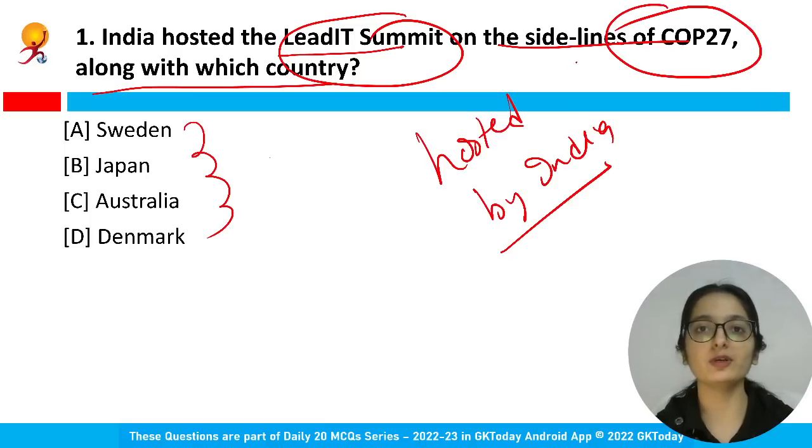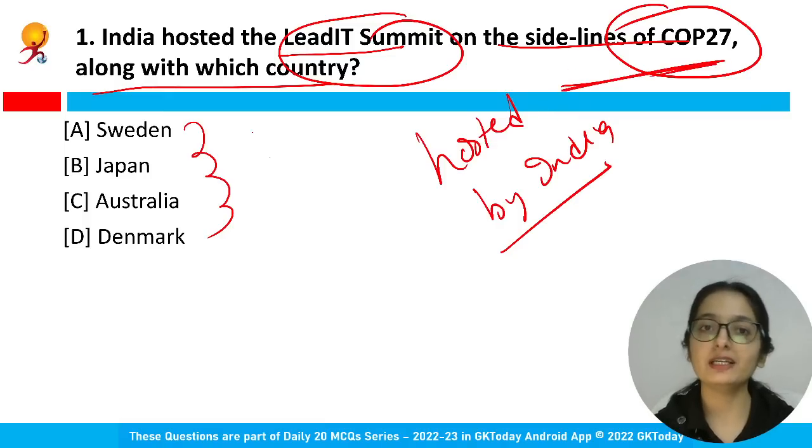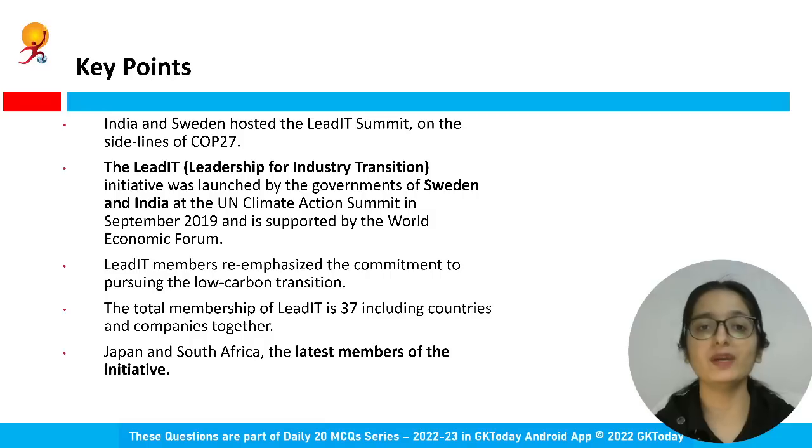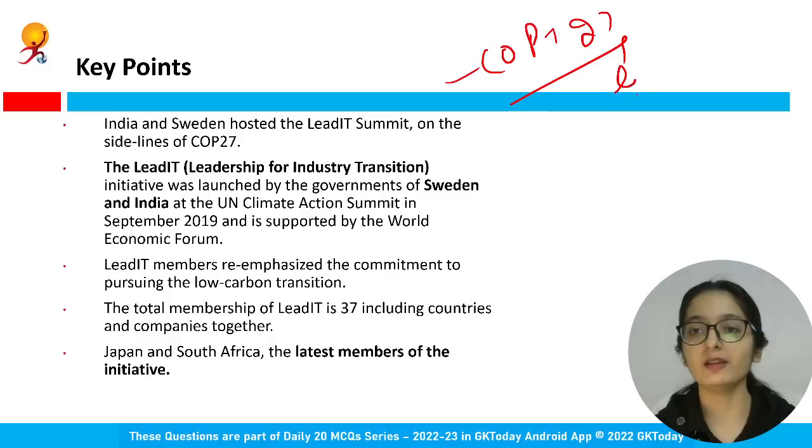COP27, as you all know, the environment related meetings they are going on. So on the sideline of this COP27, India also hosted a summit, lead IT summit, and this summit was hosted along with Sweden. So option A is the correct answer here. We'll have a look where Sweden is, but before that, let me tell you where is COP27. These meetings were in Egypt. I hope that you all remember.